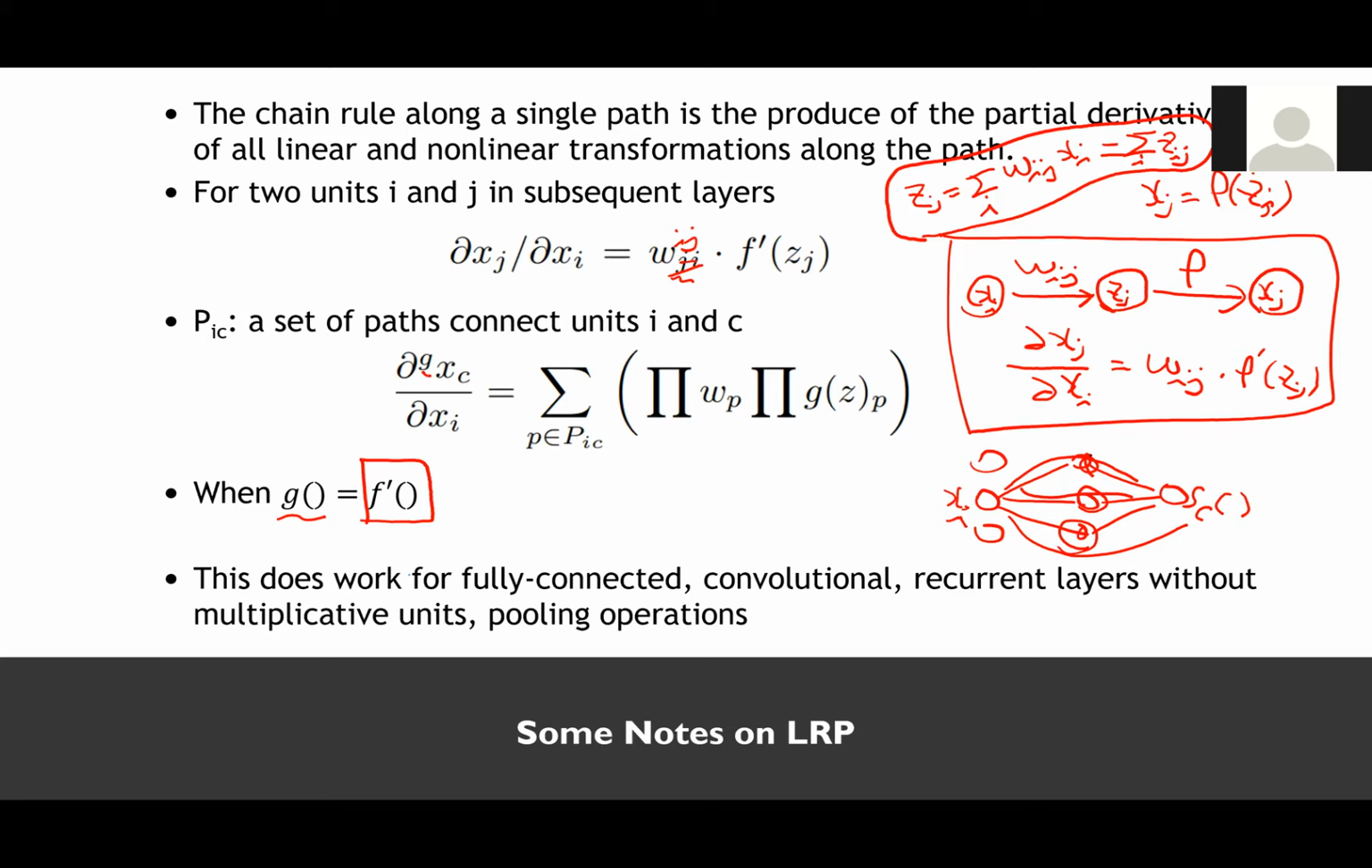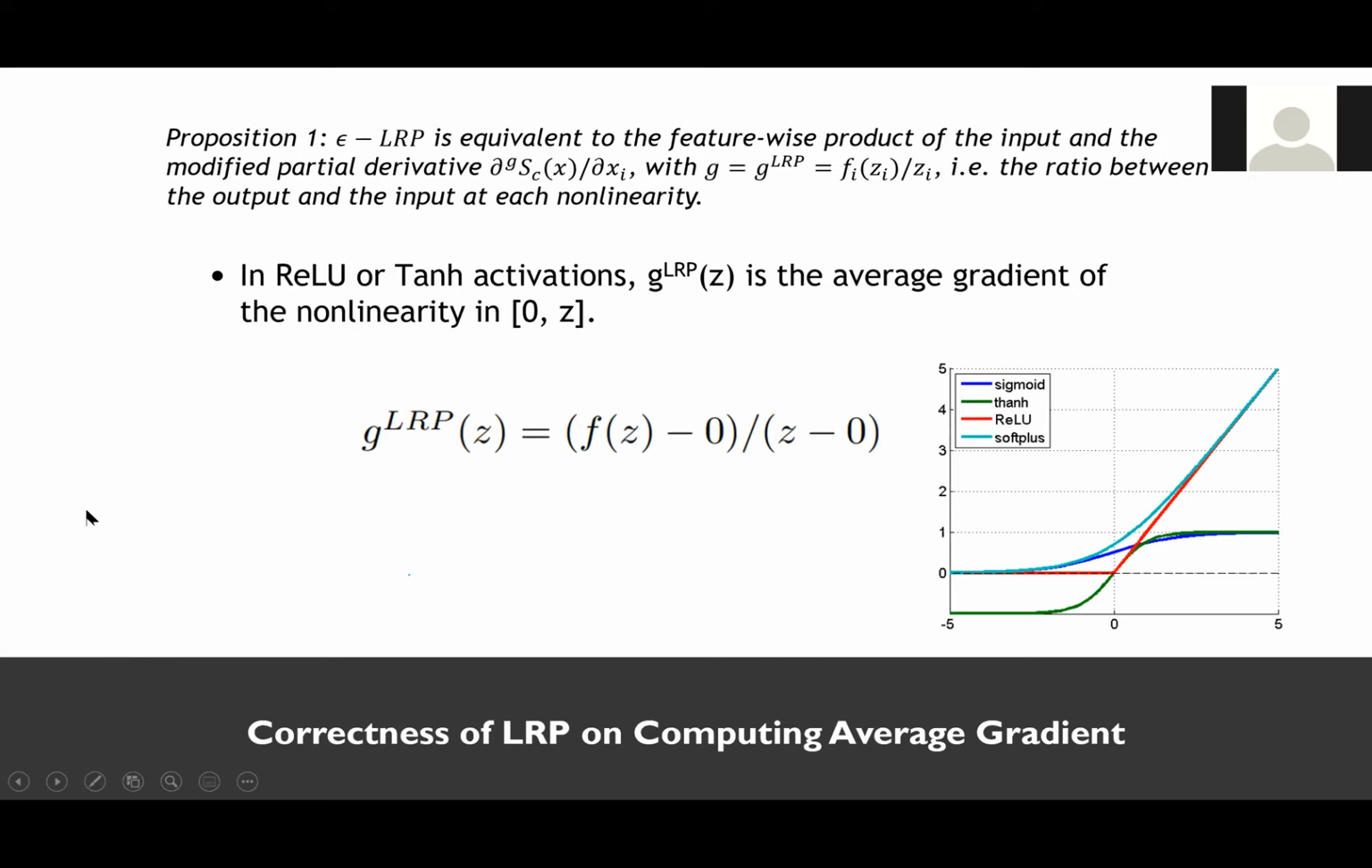So in terms of theoretical analysis, the first proposition is that epsilon-LRP is equivalent to the feature-wise product of input and the modified partial derivative that we defined previously, the multiplication of all the weights in the individual path times the derivative of the activation function. Here we call those g as g_LRP, and f(z_i) divided by z_i is the ratio between the output and the input at each nonlinearity unit. So in ReLU or hyperbolic tangent, this g_LRP rule is the average gradient of the nonlinearity unit from 0 to z.